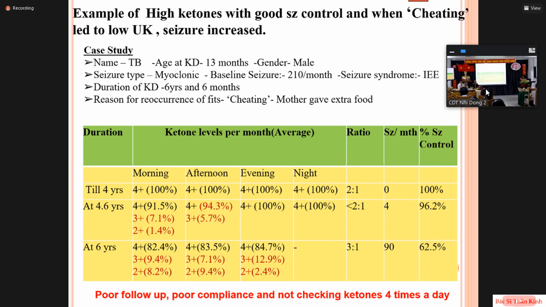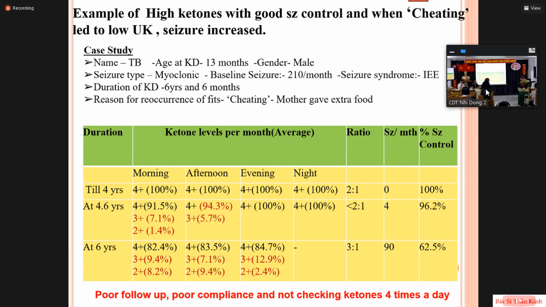For that reason, the urine ketones started fluctuating, especially in the morning and the afternoon. We were actually trying to taper the patient to less than a 2:1 keto ratio because the child was doing so well. But because of the cheating, the seizures increased to 4 in a month, and there was only 96.2% seizure control.